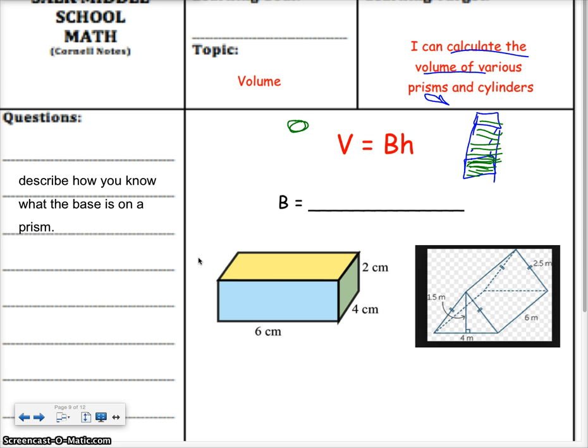The formula for volume is big B H. Notice the area for a triangle is b times h over 2. There's a difference. There's a little b and a big B. In a math world, there's a big difference between those two. Big B is the area of the base. So it's not the base, it's the area of the base. Little b is just the base. Okay?